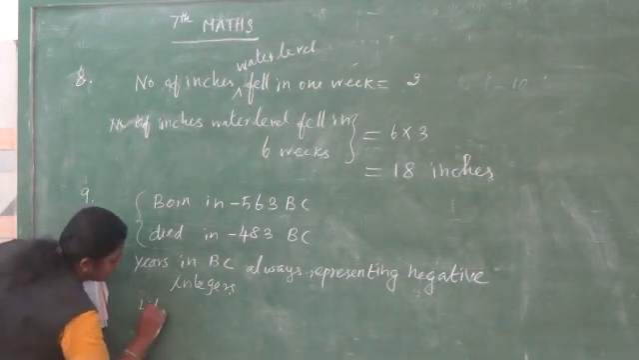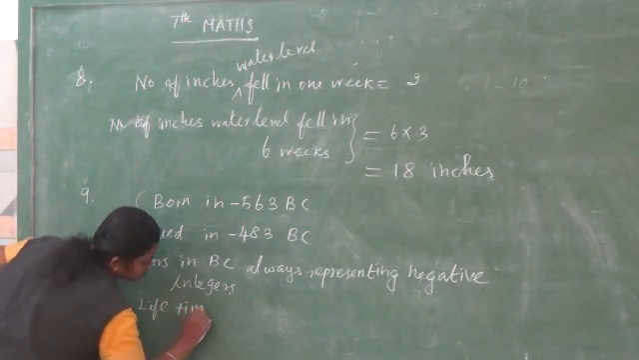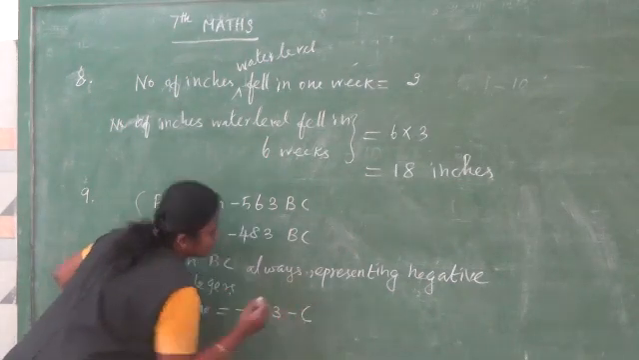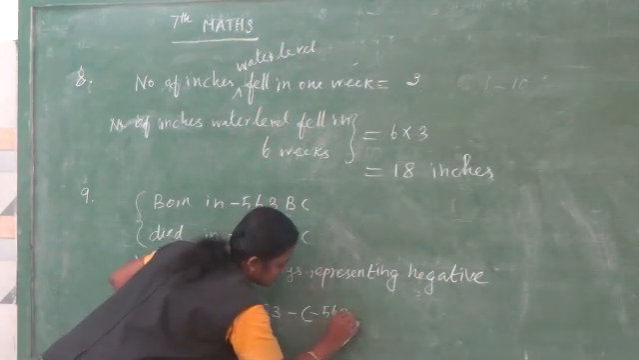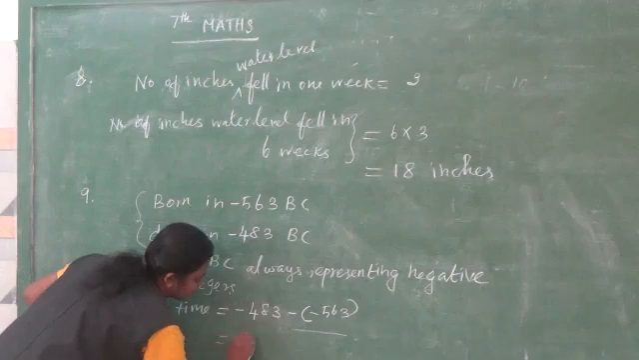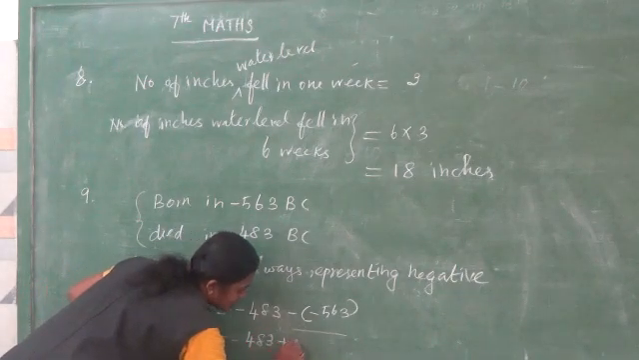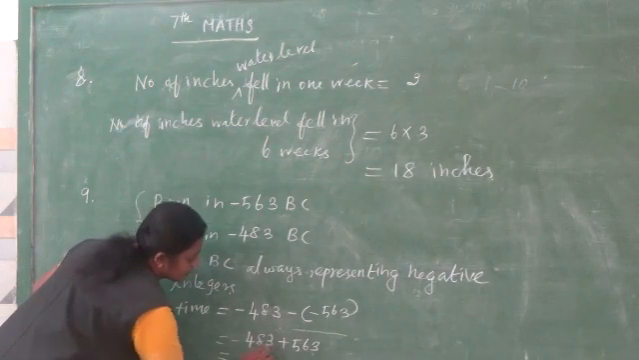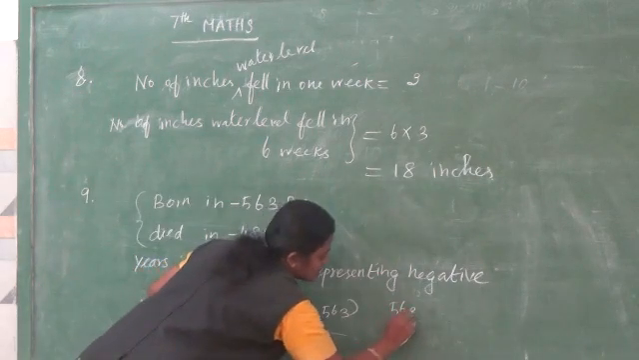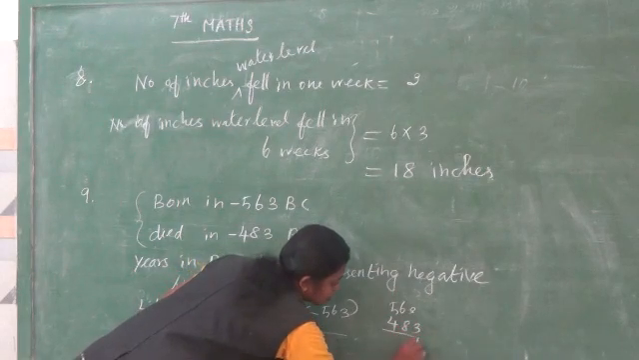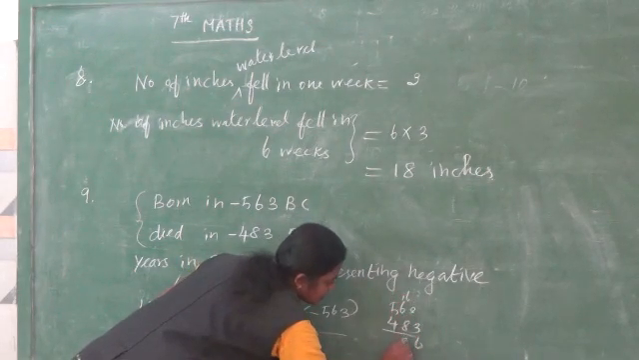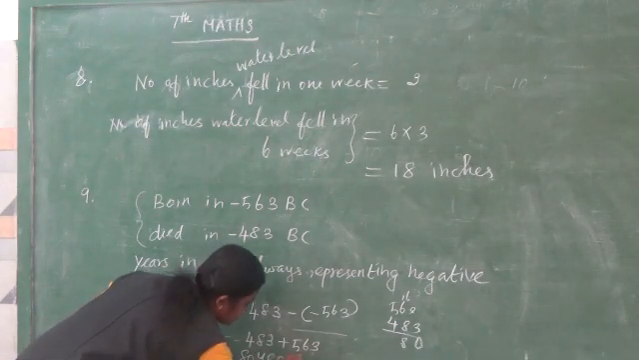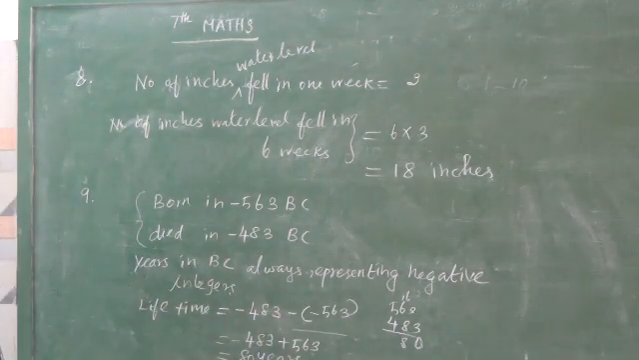So, lifetime equal to minus 483 minus of minus 563. So, here you take the additive inverse: 483 plus 563. If you are subtracting 563 minus 483, you get 80. So, totally what is the lifetime? 80 years. So, Buddha's lifetime is 80 years.